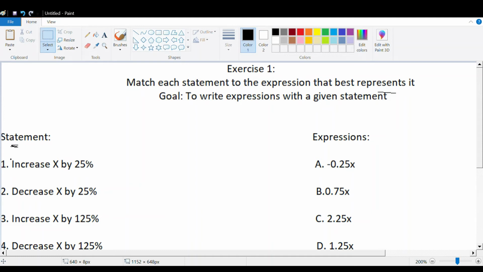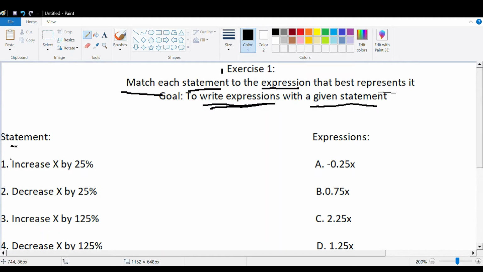Alright guys, welcome to our first exercise of lesson 2. And here we are supposed to, let me get my marker real quick. We are supposed to match each statement to the expression that best represents it. And our goal is to write expressions with a given statement. So after completing this exercise, you should hopefully be able to write an expression with a statement that you're given.